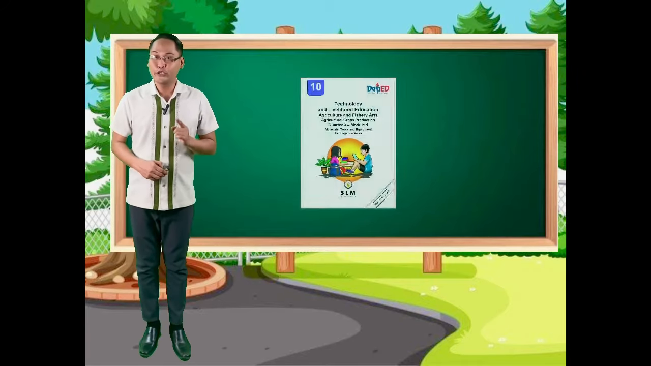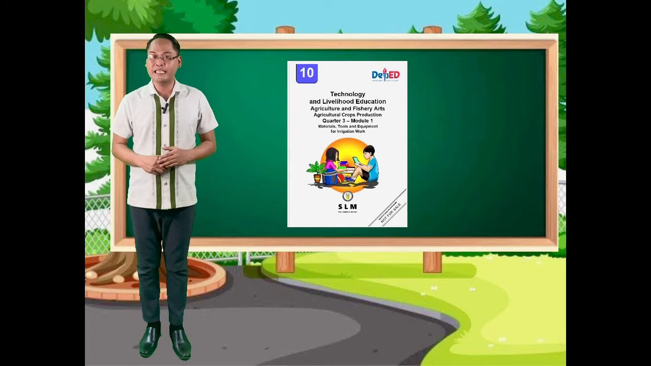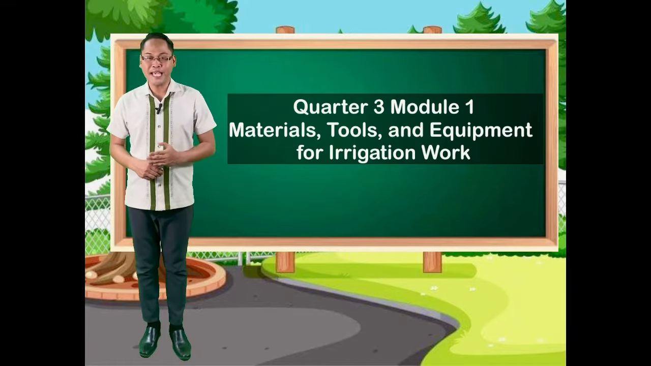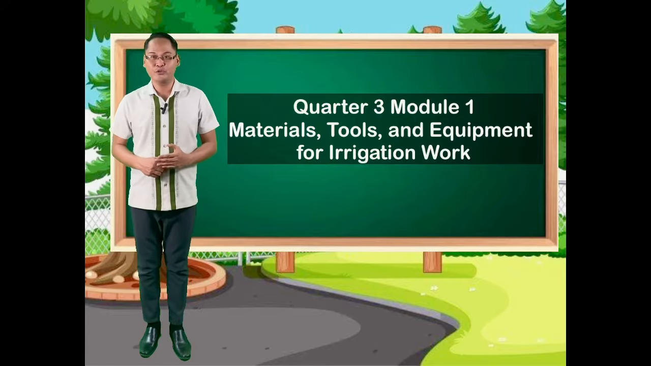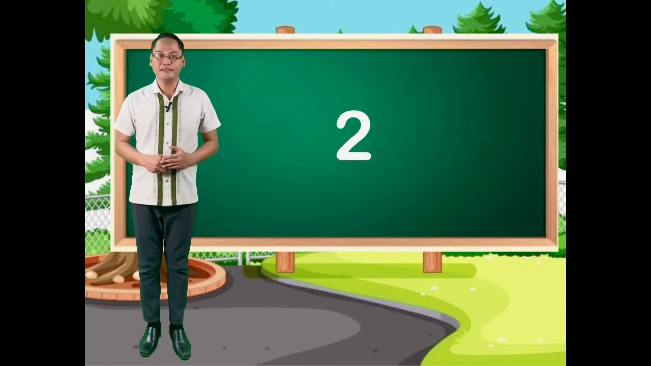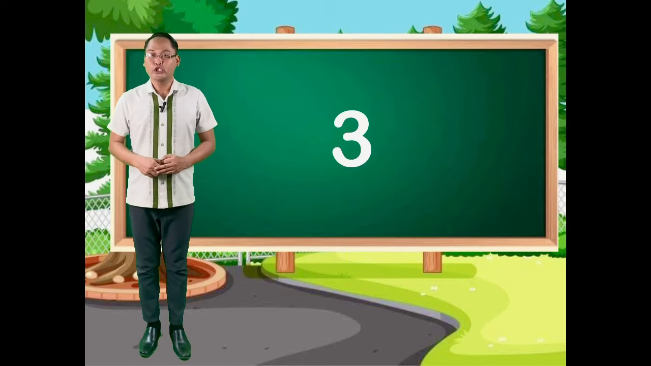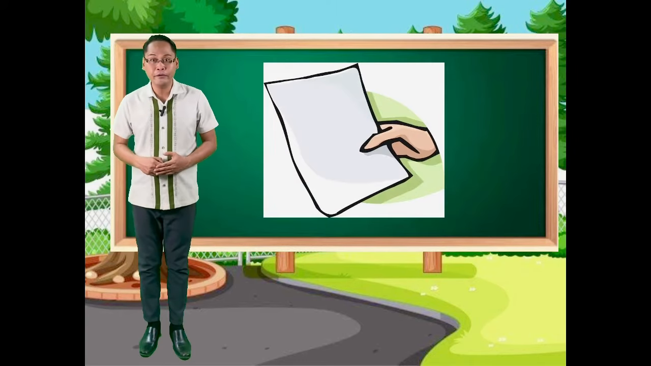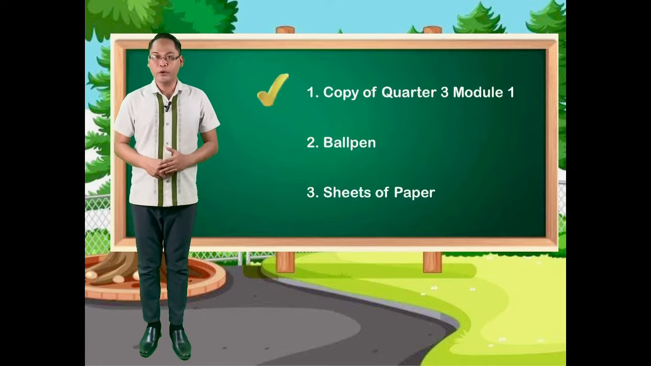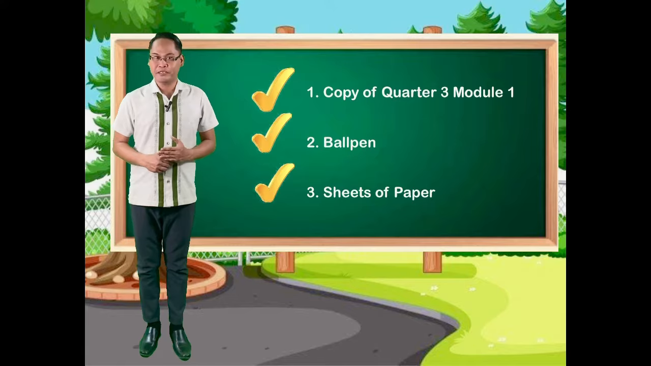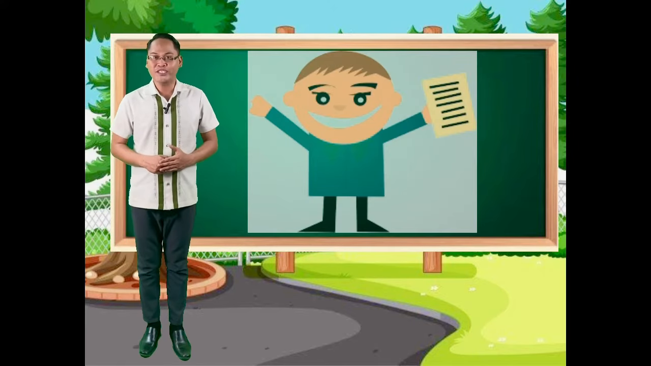First, do you have a copy of your handout in TLE 10, Agricultural Crops Production for Quarter 3, Module 1, with the title, Materials, Tools, and Equipment for Irrigation Work? Second, do you have a ball pen? And the third, do you have some sheets of paper with you? If you have those things I mentioned, you are a vibrant, eager Weber learner. And for that, congratulations!